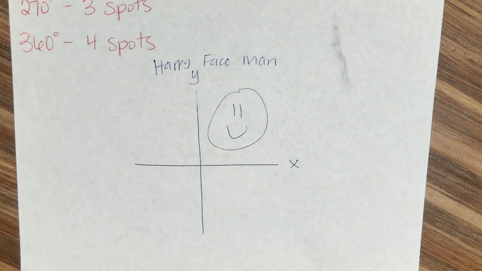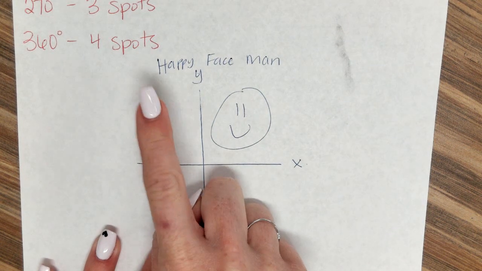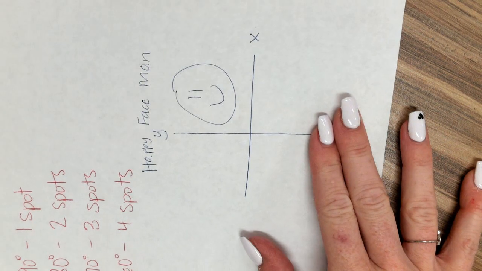Sit up. So how many spots is 90 degrees? Counterclockwise means backwards from a clock. So where would this go? Right here. So you're going to put it in the top left. So turn your paper, put happy face in the top left.